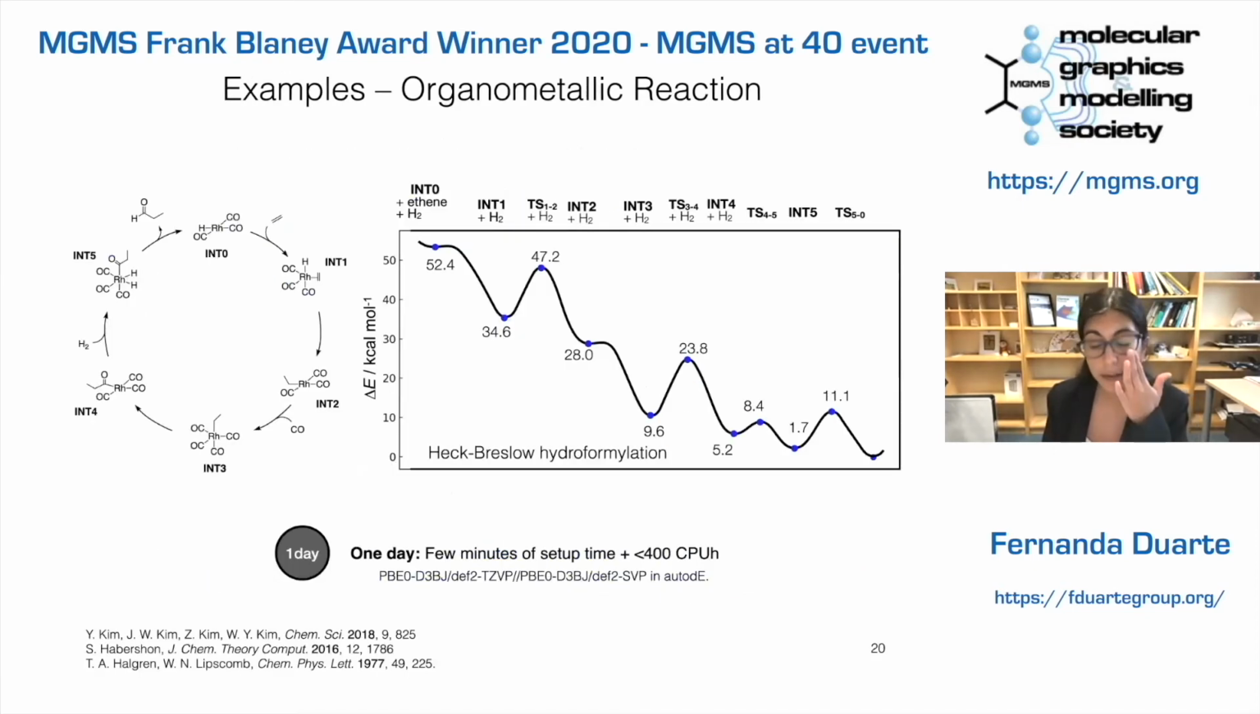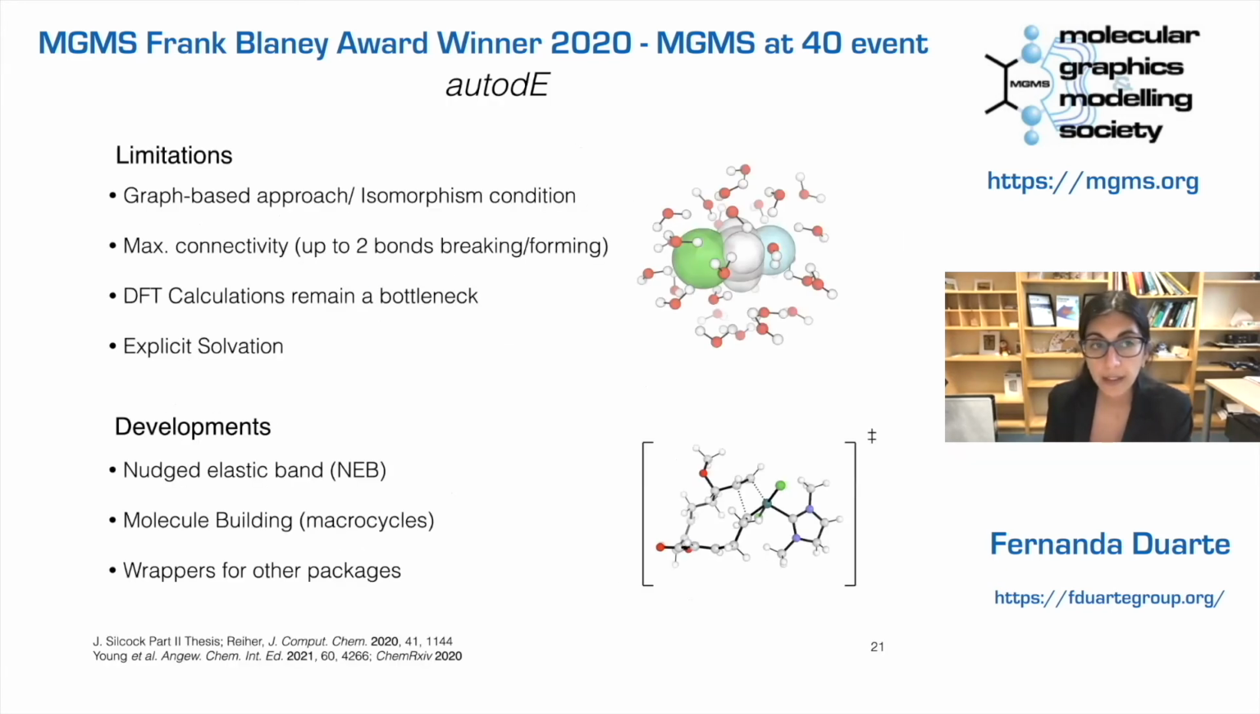Now we can use that for metal complexes. Still, the stereochemistry is something that we really like to tackle, but so far we can do multi-step reactions with metal complexes as the one shown here. So we are very happy with it.